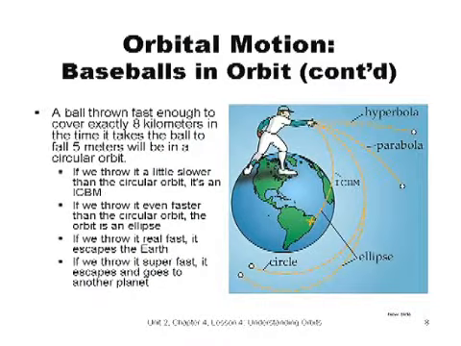If this pitcher throws the ball fast enough to cover exactly 8 kilometers in the time it takes the ball to fall 5 meters, it will be in a circular orbit. If the ball is thrown a little slower, it's in an elliptical orbit that actually hits the Earth. This is what happens with an intercontinental ballistic missile, or ICBM. If we throw the ball faster than we did for the circular orbit, it's in a bigger elliptical orbit. If we throw the ball faster still, it could attain a parabolic orbit and actually escape from Earth.